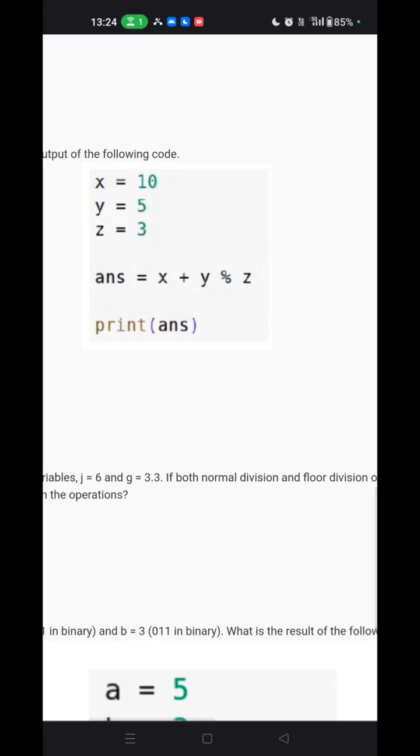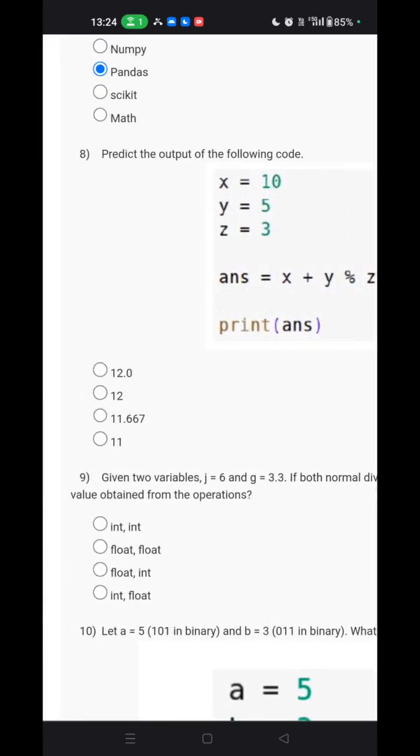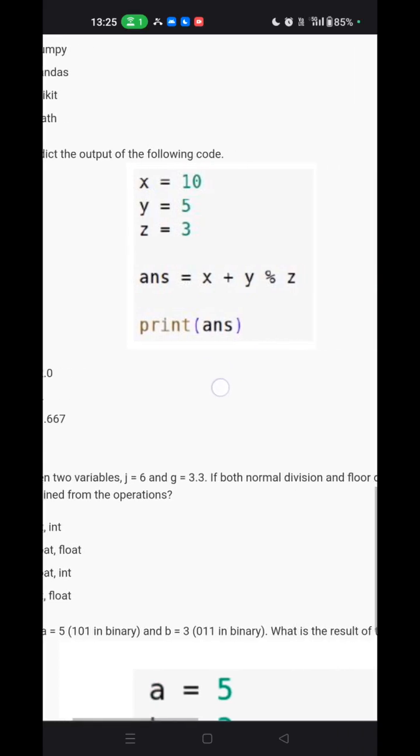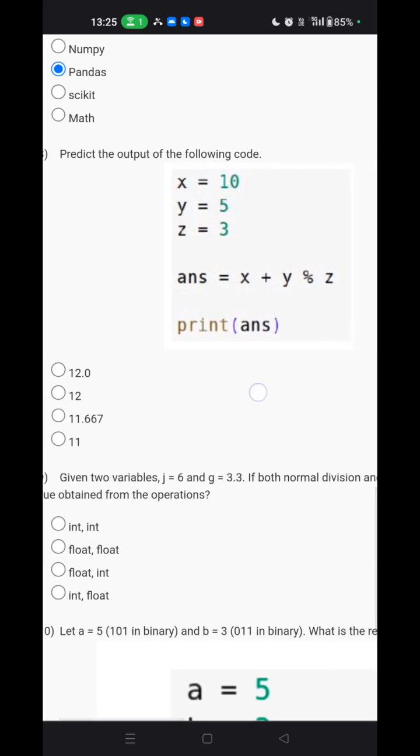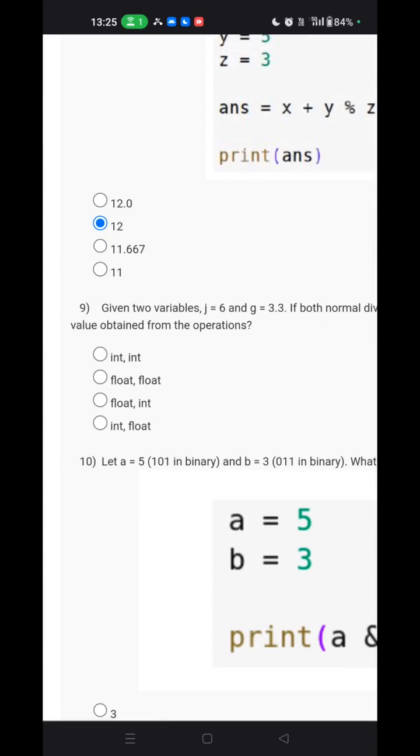Solve all the problems in W3Schools. Answer. At first you will use this operator, then you will use the plus operator. If you calculate, then the answer will be y, 5 upon 3, remainder is equal to 2. 10 plus 2 is equal to 12. Answer is equal to 12. Question number 9.